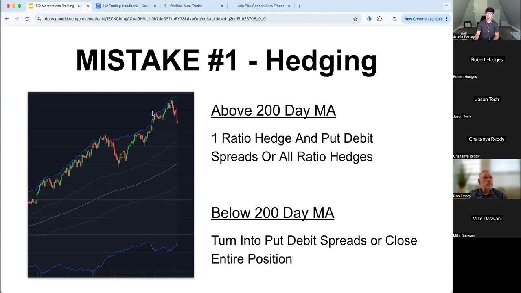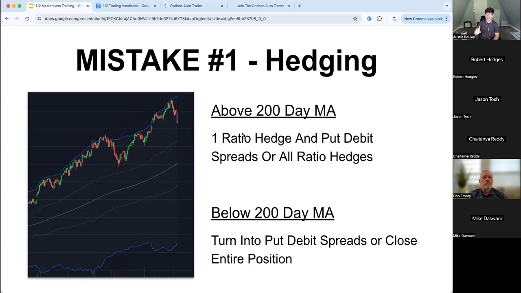Now, if the market is above the 200-day moving average, which is where the market is now, I recommend one of 2 things. Have at least one ratio hedge on. Always have one ratio hedge on. Make sure to have one because that gives you the greatest amount of downside protection. Literally, just one ratio hedge will give you $20,000 to $25,000 of downside protection, which could cover 4 to 5 trades.